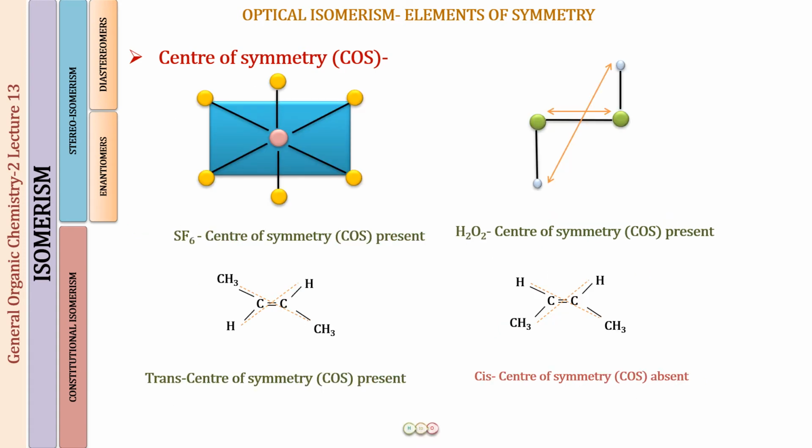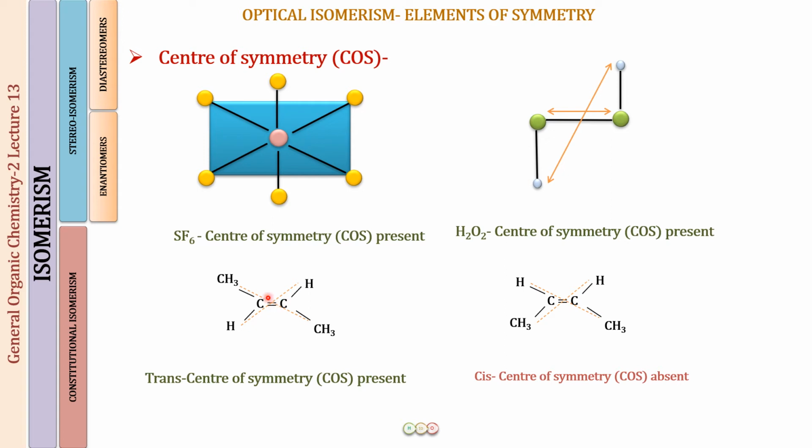So now let us quickly look at a few more molecules. In the SF6 molecule, sulfur in the center acts as a center of symmetry. Identical atoms or groups are equidistant in the opposite direction, so this way as well as this way, a center of symmetry is present. In H2O2, again this is going to be the center of symmetry: the two oxygen atoms and the two hydrogen atoms are equidistant in opposite directions. So a center of symmetry is present. In trans-2-butene, this is going to be the center of symmetry, where we have a double bond between the two carbon atoms.